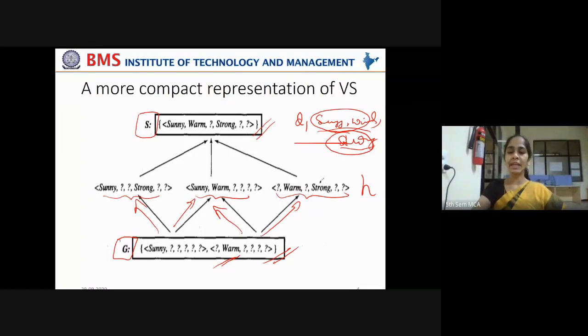These arrows indicate that G is more general than H. You know this notation, right? G is more general than H. Now, if you take this upper part, see the arrows again. In that case, we say H is more general than S, because H doesn't have as many rules as S has, right? That is why H is more general than S.